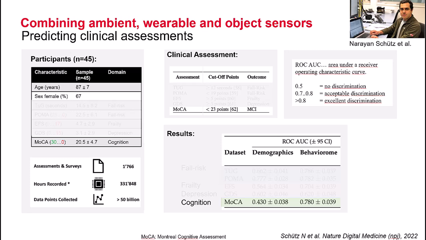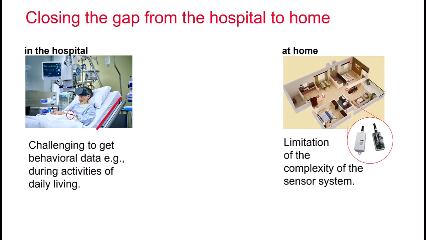So what we take from that is that, yes, these sensors can be used to predict clinical assessments to a certain point, and they might give us clinically relevant information about our patients. However, there is a bit of a problem. At home, in the patient's home, we are limited in the complexity of the sensor system that we can use for feasibility and cost reasons.